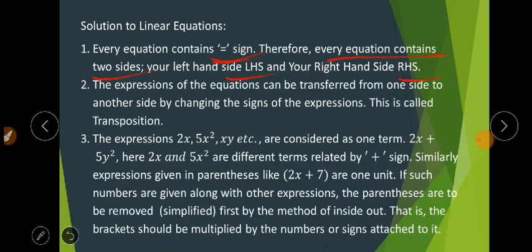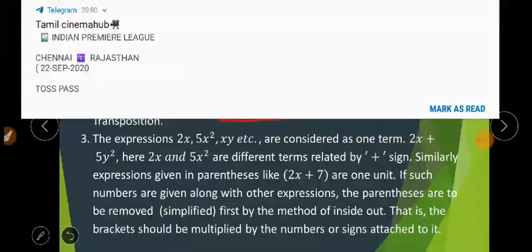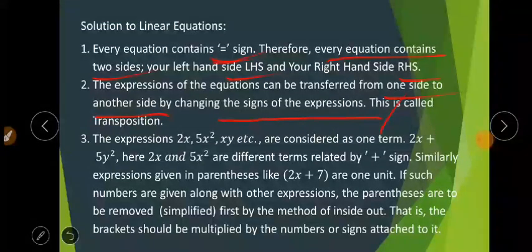Then the second one is, the expression of the equations can be transferred from one side to another side by changing the sign of expression. That means, for example, 2x square minus 10 is equal to 0. If we are shifting the value of 10 to the RHS, we are changing the sign. That means it will become 2x square is equal to 10. That means minus 10 will become plus 10. That is what they have explained in point 2.